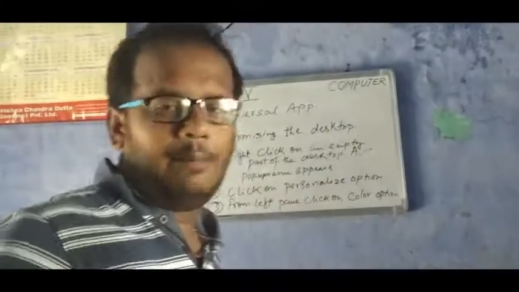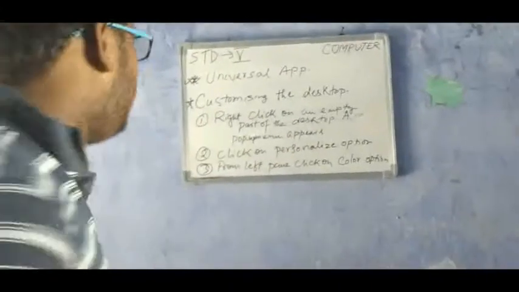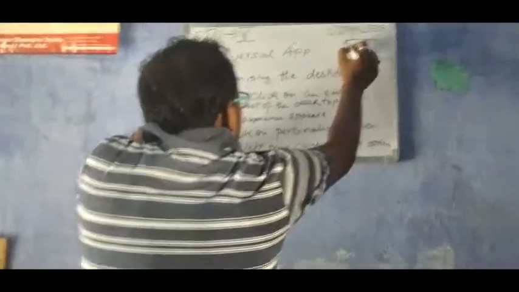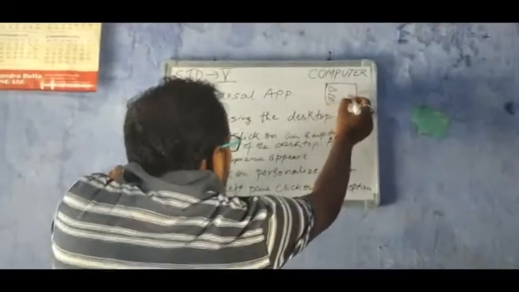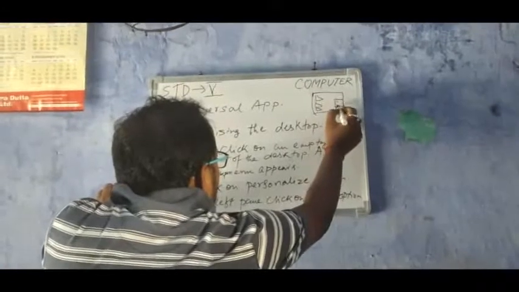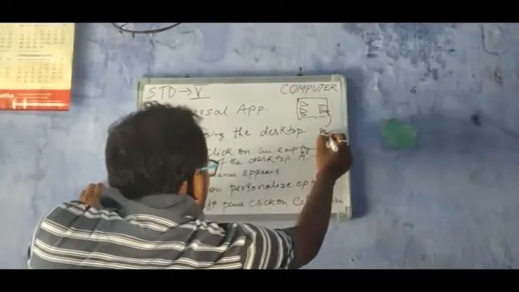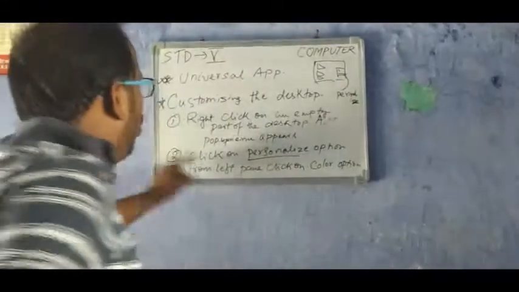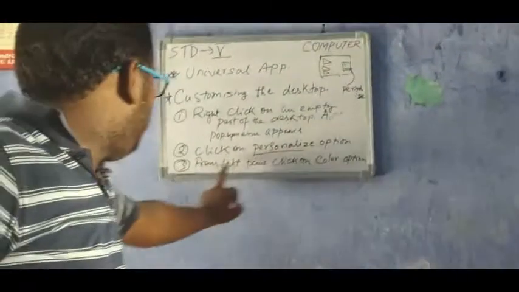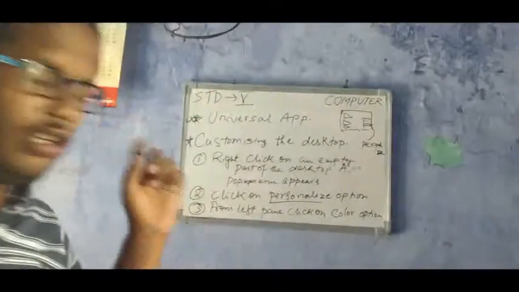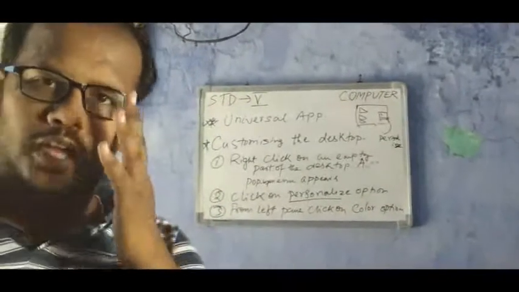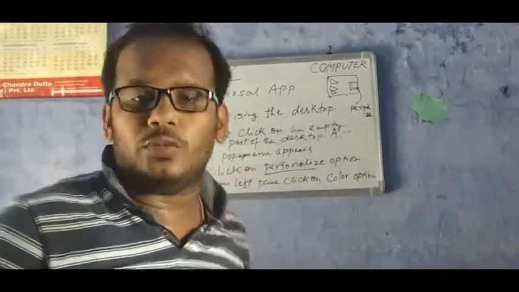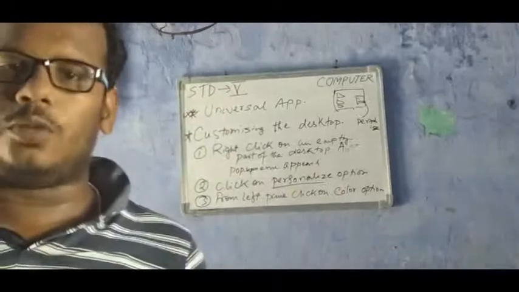A pop-up menu will appear. Suppose this is your computer, and you are right clicking where there are no icons. A pop-up menu will come out, and in it personalize will be written. Click on the personalize option. It will lead you to a portal, and from the left pane you need to click on the color option.